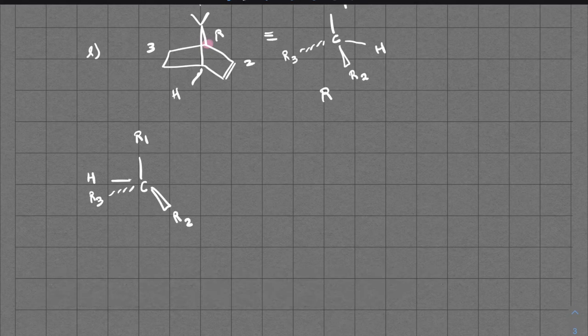So let's try to find the configuration. So it is rotating this way because this R3 group is in the back. And so it's going to be reaching the hydrogen last. So that's why it's going in the S direction. So this is going to be the S configuration.